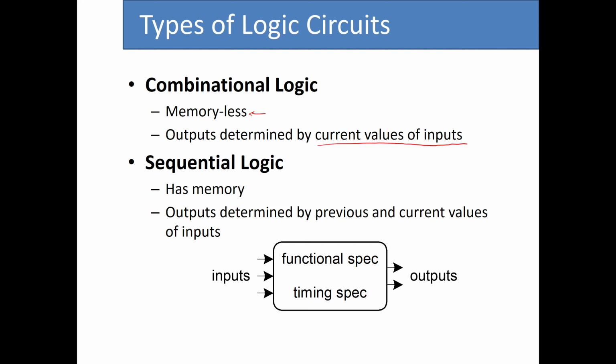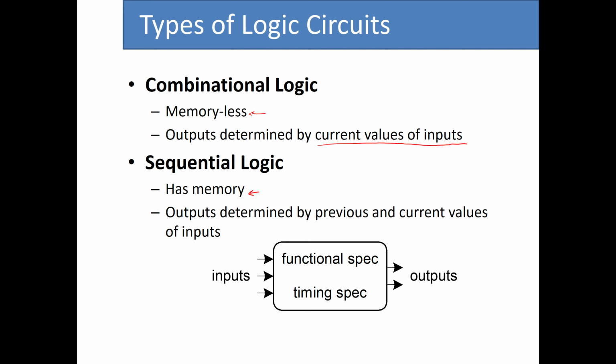On the other hand, sequential logic circuits have memory, which basically means that the outputs of these circuits are determined by the previous and current values of inputs. An example of a sequential logic circuit is a clock, right? You need to know what the time was before to know what the time is next. Without the time before, you don't know the next time. That is the main difference between combinational logic circuits and sequential logic circuits.